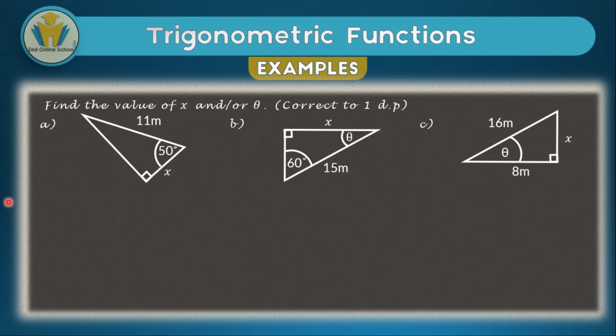In these examples, we are going to be finding the value of x or theta. In the diagrams where we have both x and theta, we'll be finding both of them, while in those where we only have x or theta, we'll be just finding the value for the respective missing things. In A, we are finding the value for x. As you can see, x is referring to this side here.